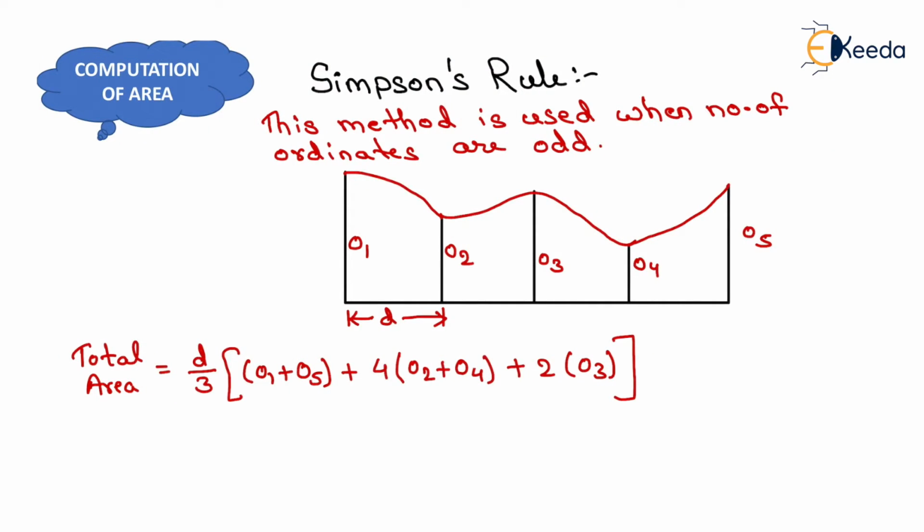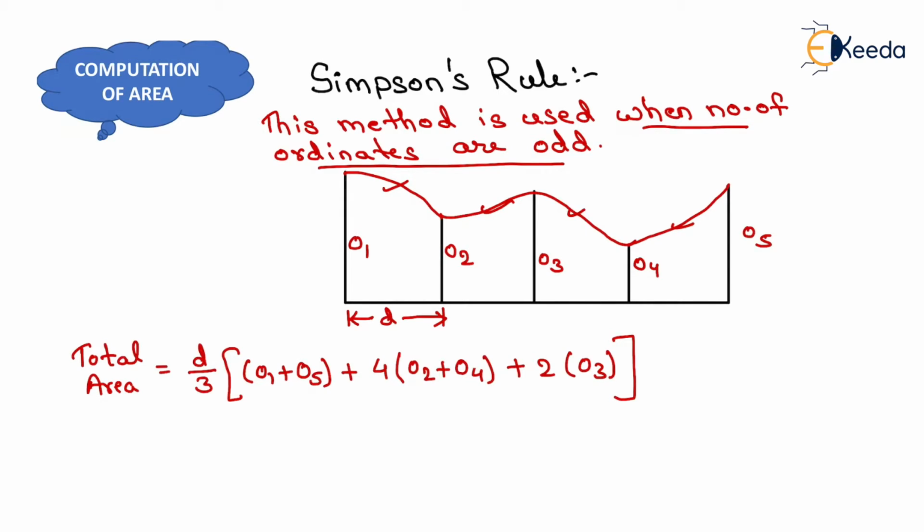Now the next formula is the Simpson's rule. Now in Simpson's method, the offsets are not joined by a straight line, but it will be joined by a curve like this, which is shown here. That will be the exact shape. Now this method is used when number of ordinates are odd. This is the most important condition for the implementation of Simpson's rule, that the number of ordinates are odd.